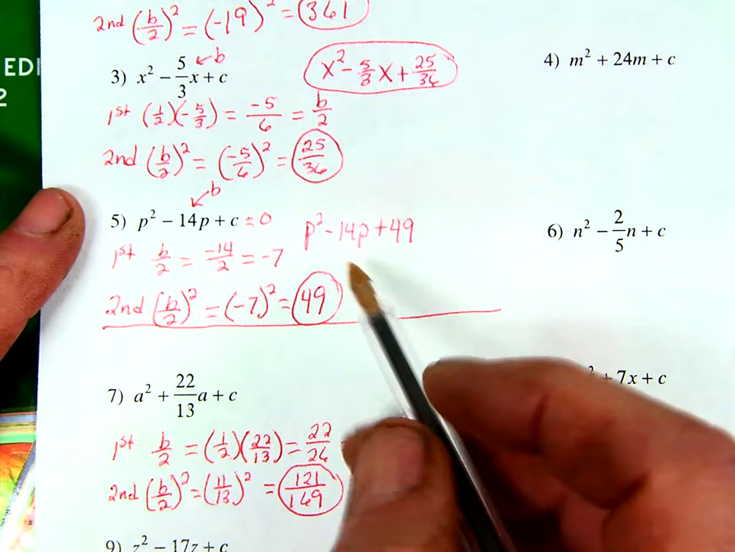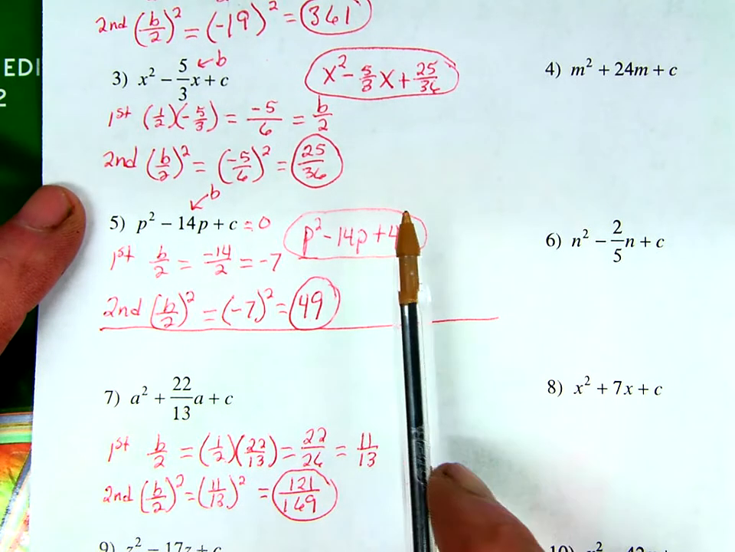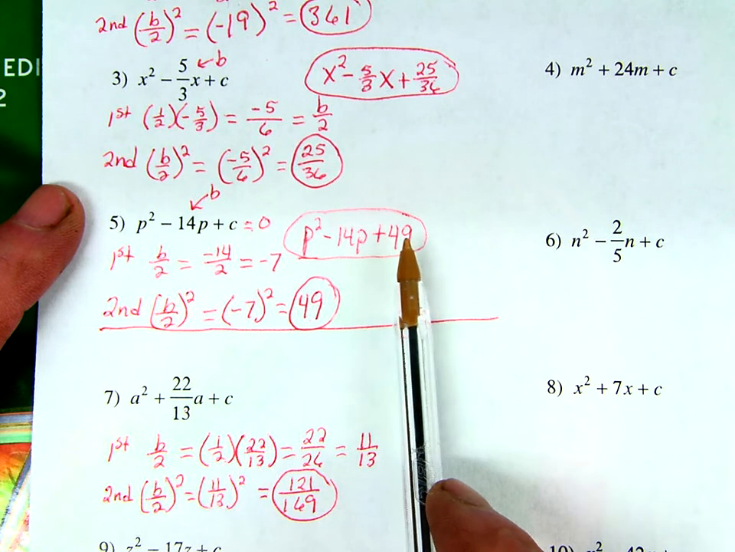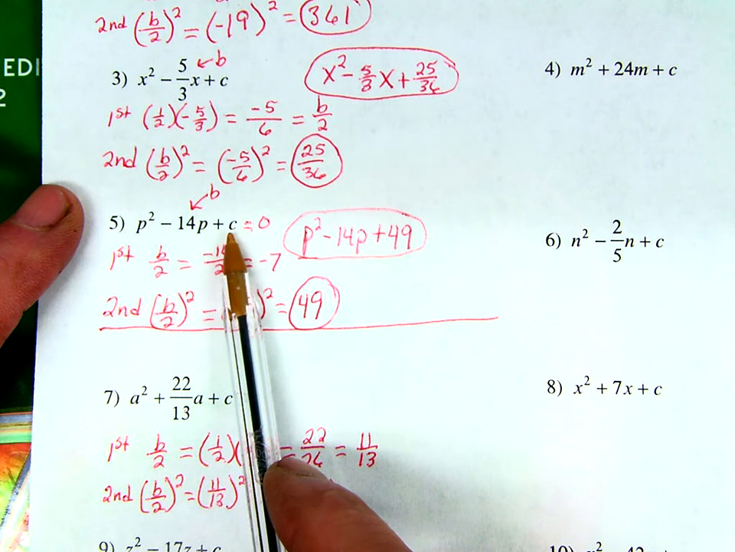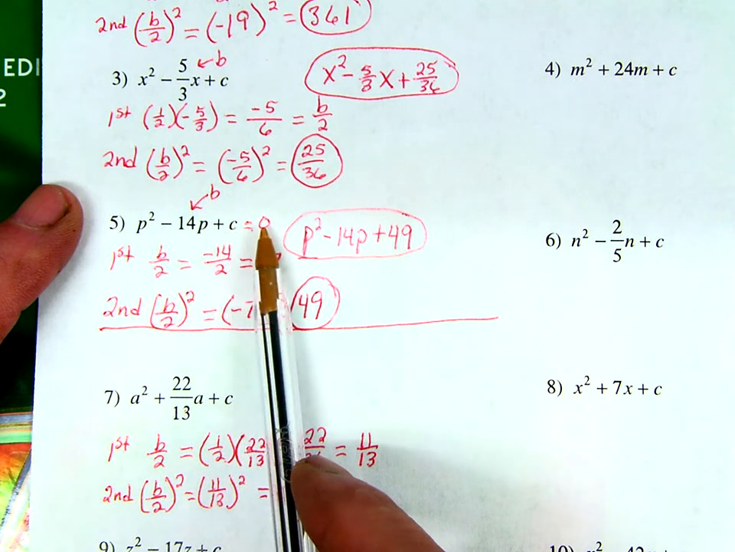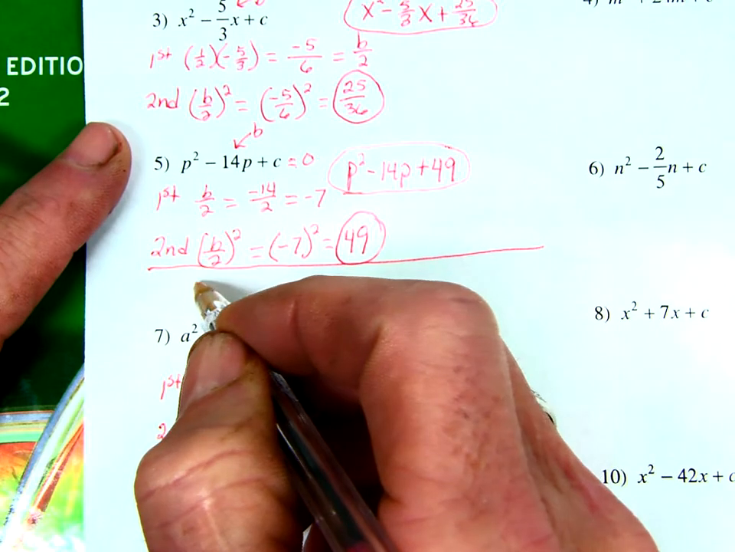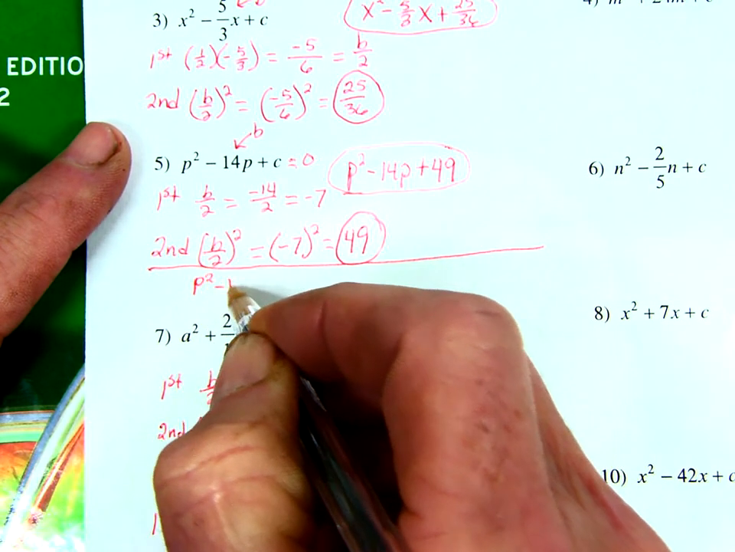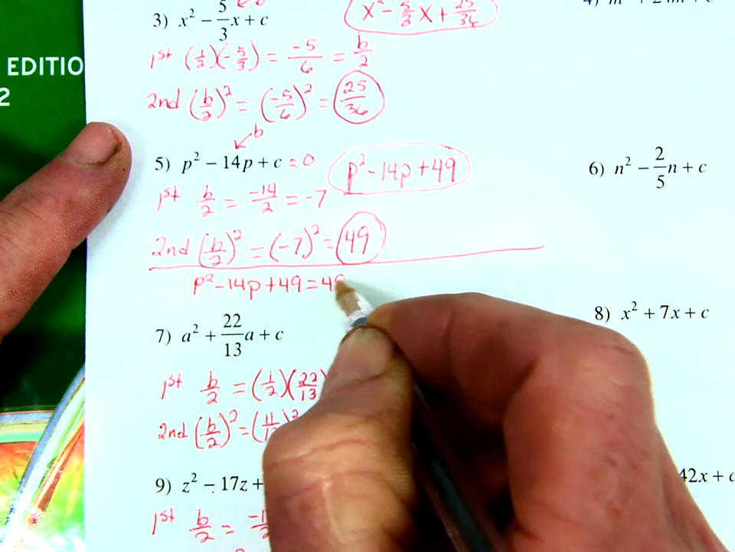Now here's what I can do. I came up with this expression right here. And you'll notice how we ended up with plus 49 here, where the c was. And we actually added 49 to the right-hand side now of this equation. And if there's anything that we know in math, whatever you do to one side, you have to do to the other. So now we must add 49 to this side. All right, so let's start with that. So now we have p squared minus 14p plus 49 equals 49.